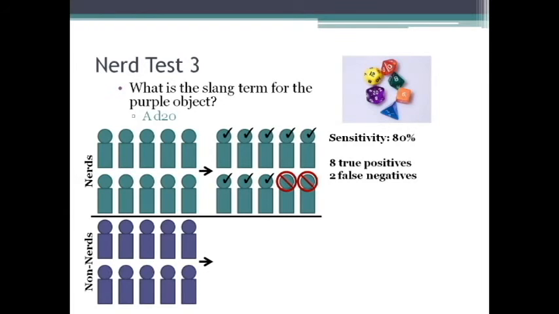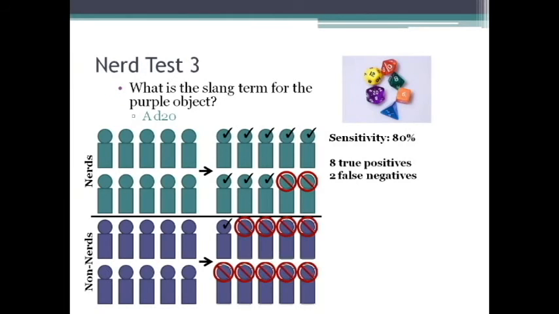If I ask non-nerds this question, maybe one will get it right, maybe because they watched this video. But most will get it wrong, as they should, because they're not nerds. Specificity is 90%. If 10 non-nerds walked in, 9 will get it incorrect, 9 true negatives. Only 1 false positive. Now I have a pretty nerdy party.